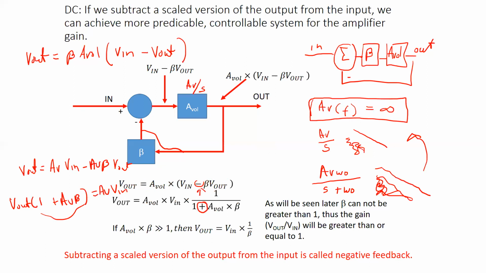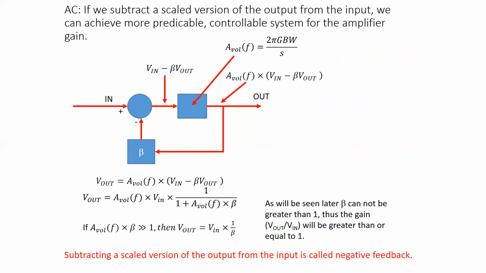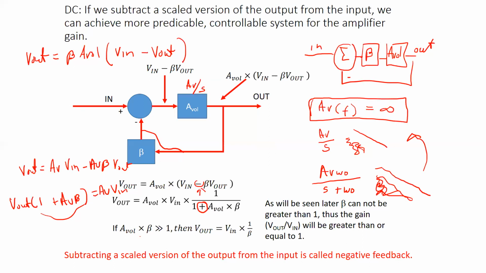All right. Now here's something interesting. If this term is a lot bigger than 1, if open loop gain times beta is bigger than 1, then V out just becomes V in times 1 over beta. All right. Now, what's beta? I'm going to draw this upside down.